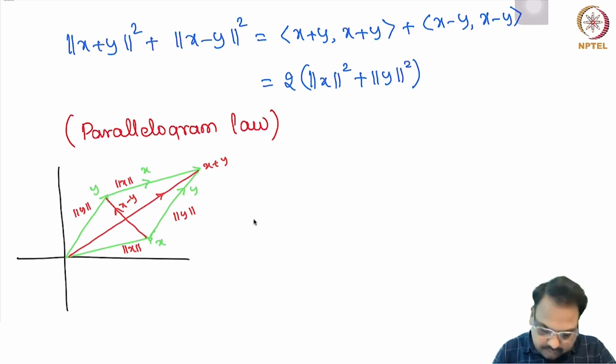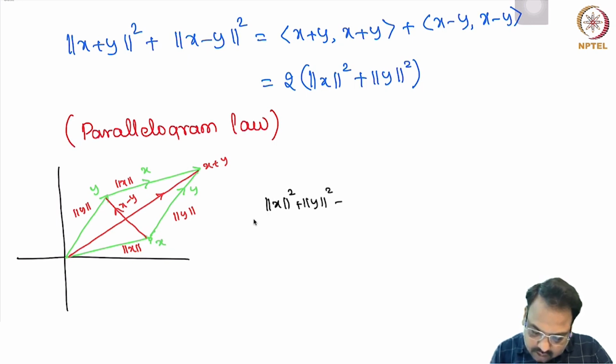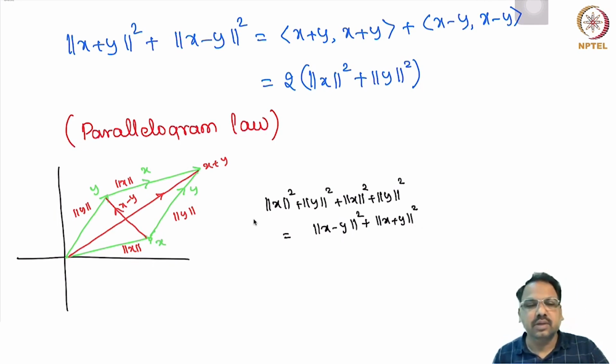This law says that if you take the squares of the lengths of the sides and take their sum, then that equals taking the squares of the lengths of the diagonals and taking their sum. In other words, norm of X squared plus norm of Y squared, twice, is nothing but norm of X minus Y squared plus norm of X plus Y squared. Of course, in this case, the norm is nothing but the modulus.